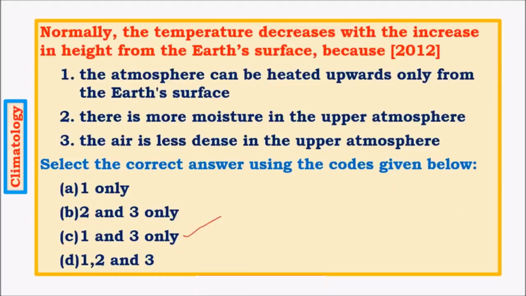But still, we should look at point 1 for better understanding. The atmosphere can be heated upwards only from the Earth's surface. So in the beginning of the video, I explained how greenhouse gases influence the temperature of the atmosphere. We have seen that the incoming rays directly enter the atmosphere without much being influenced by the constraints of the atmosphere, whereas the outgoing radiation, that is terrestrial radiation, is completely or partially absorbed by the atmosphere and various other gases. So the absorption of terrestrial radiation is much greater. As a result, the atmosphere can be heated upwards only from the Earth's surface. So this point is also correct.